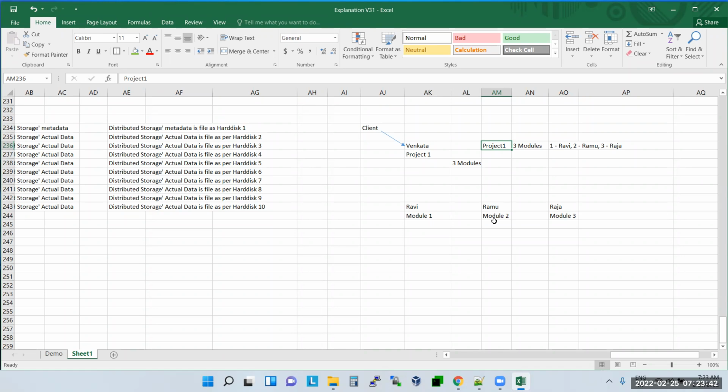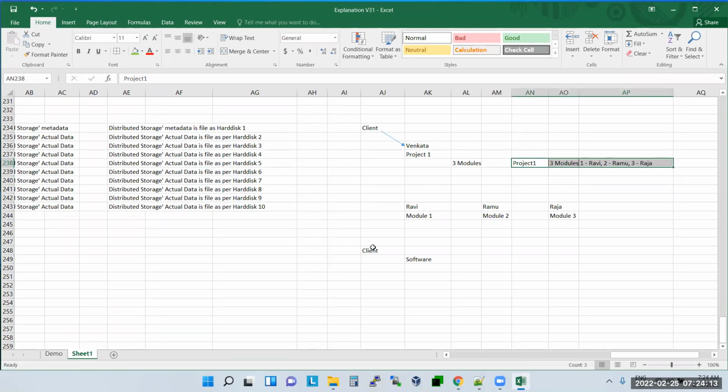Understand? In the same way, now the client is giving a file to the software. So Venkata is writing this metadata, the information about the project: how many modules we have, and who is working on what module. This is the information about project one.